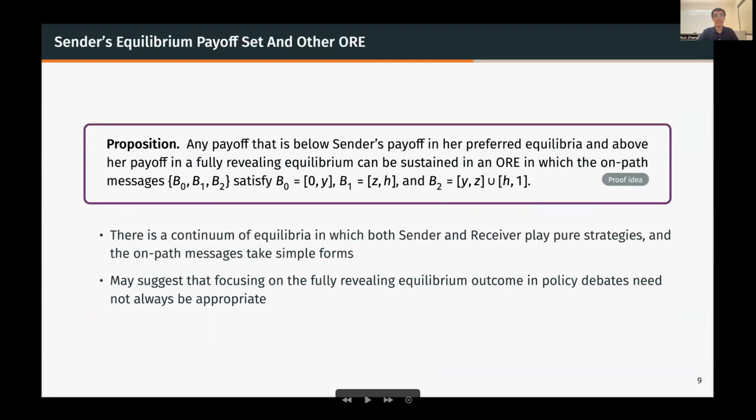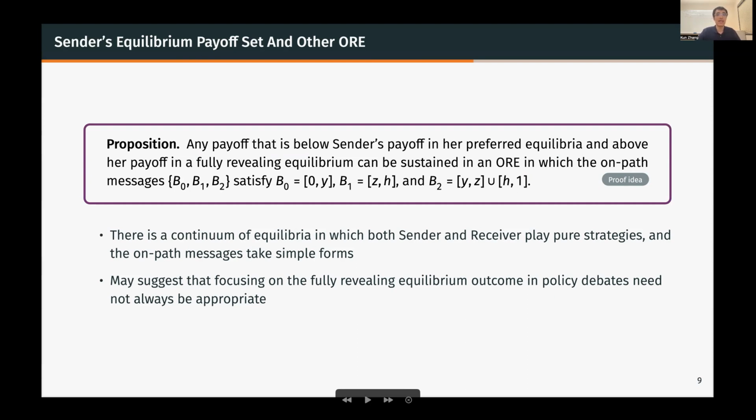In fact, I can show that any payoff that is below sender's payoff in her preferred equilibrium and above her payoff in the fully revealing equilibrium can be sustained in an obedient recommendation equilibrium in which the on-path messages have the same nested interval structure.